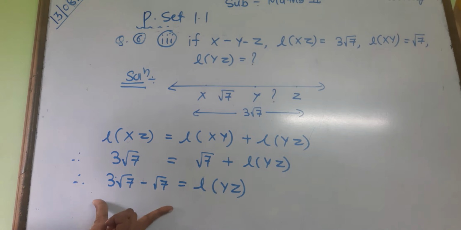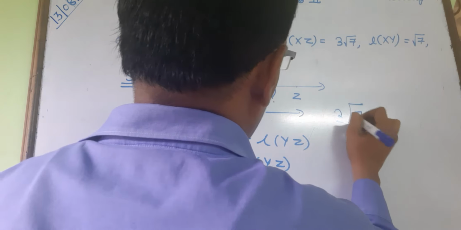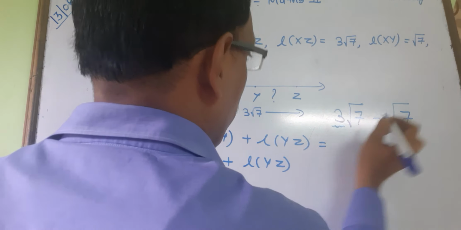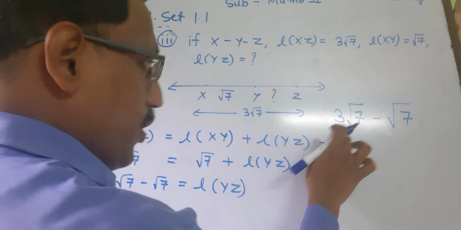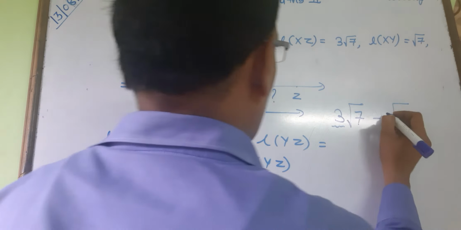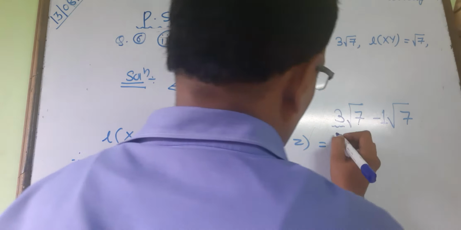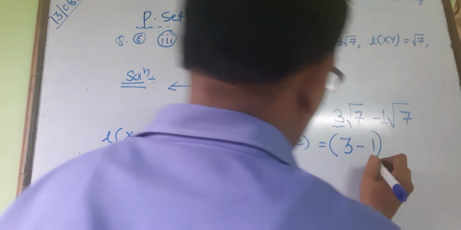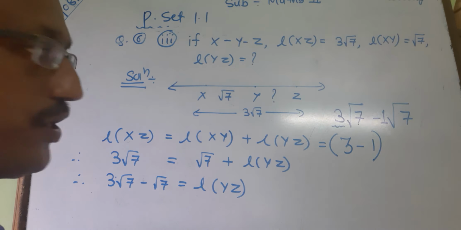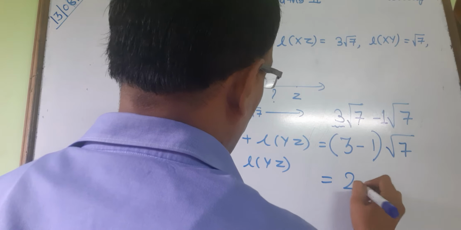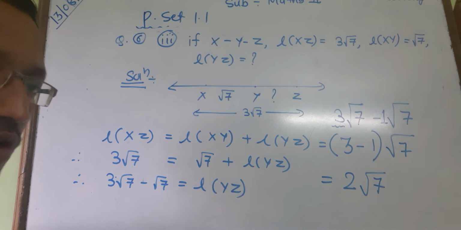Now many students made a mistake here. What mistake can you make here? In place of subtraction, students, these are nothing but surds. Keep in mind, this is the coefficient, and for this root 7 the coefficient is nothing, so it should be considered as 1. So when you subtract, the coefficients should be subtracted. Coefficient is 3. 3 minus 1 root 7. What is 3 minus 1? It is 2. So the answer you got is 2 root 7.